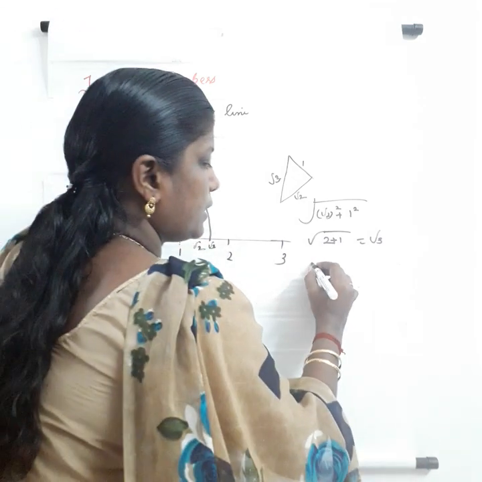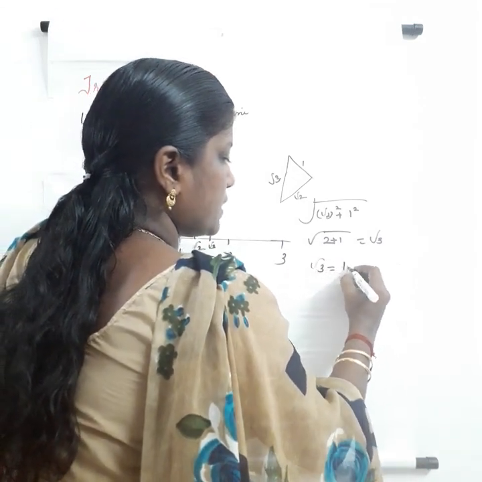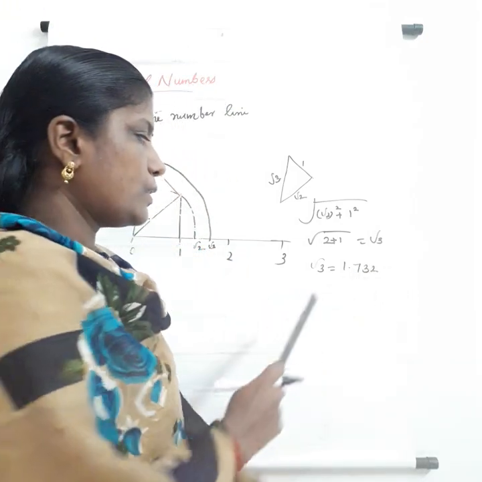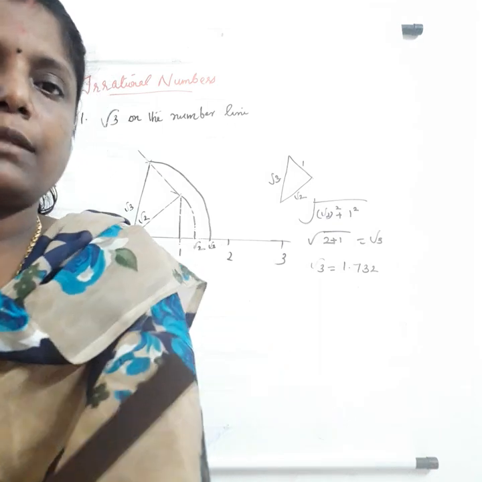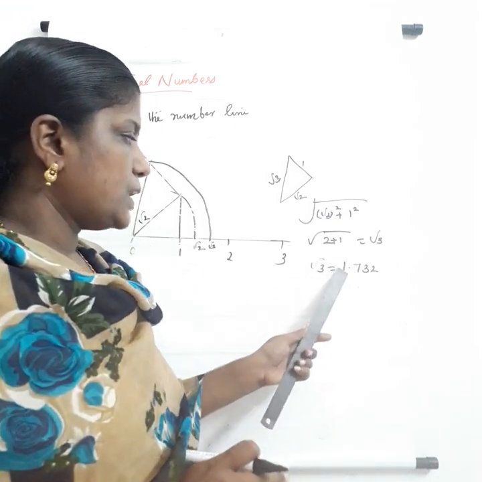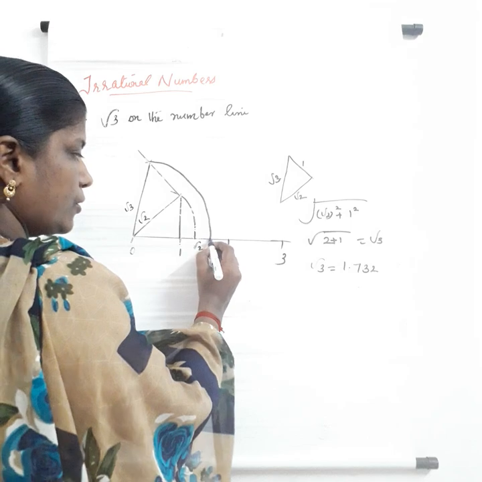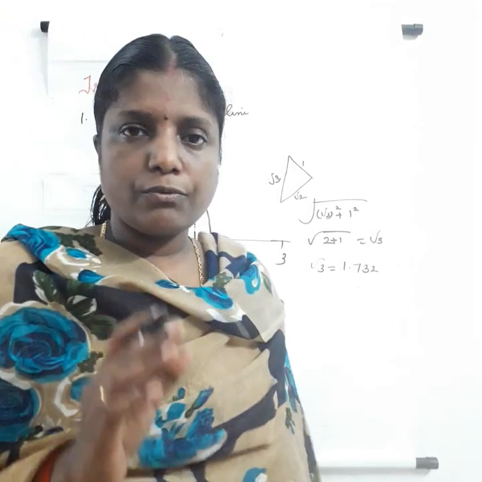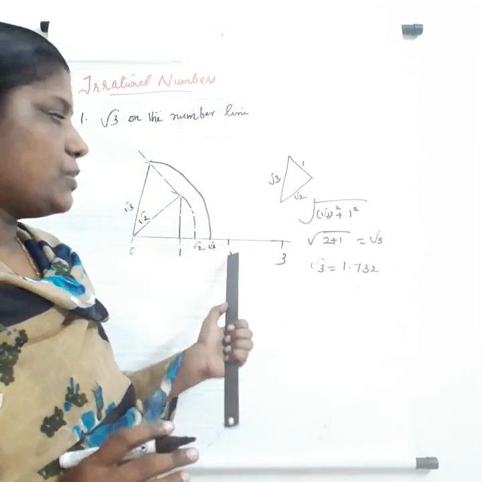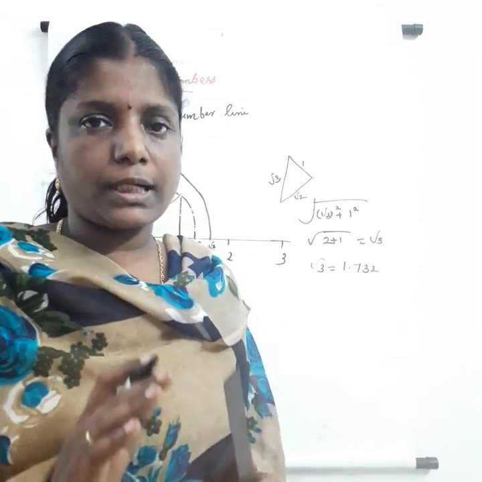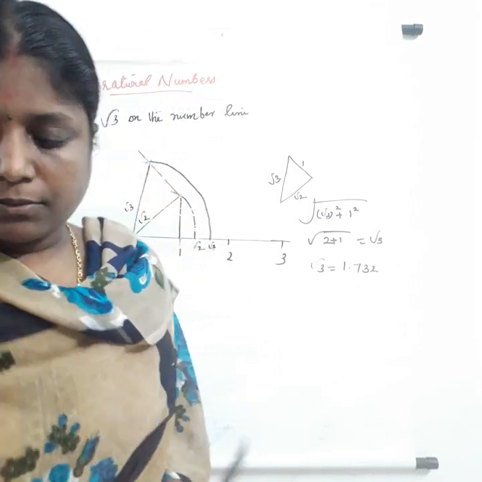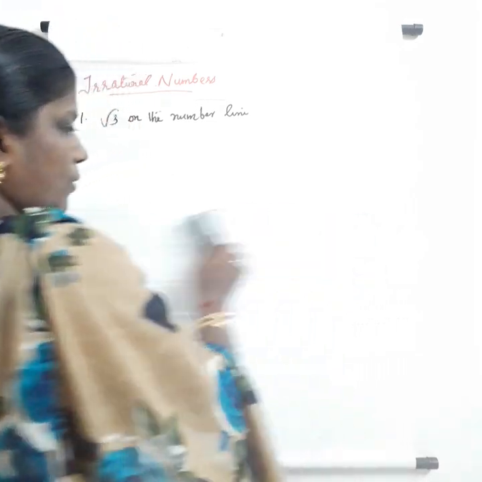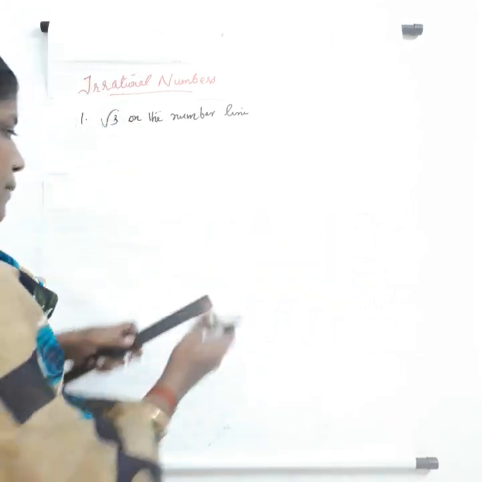By long division method the value of root 3 is 1.732. That means the value of root 3 is in between 1 and 2. Look here, now you got that the value of root 3 is in between 1 and 2. So root 3 needs to be in between 1 and 2. Then only the picture is correct. Understood? Okay. I will explain one more time how we are locating root 3 on the number line.